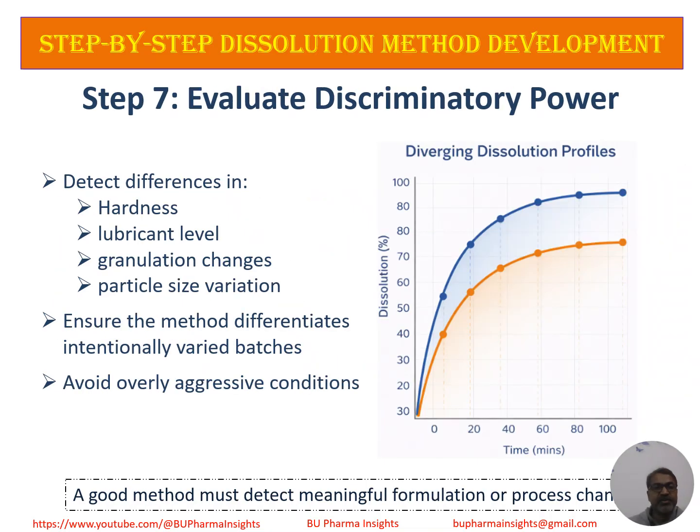Next is to evaluate the discrimination power of the method. Actually, discrimination power is a key regulatory expectation for dissolution methods. This means a dissolution method should be able to detect meaningful formulation or process changes. For example, by differentiating between high and low hardness tablets or coarse versus fine granules. If the method cannot detect these changes, it is not clinically or scientifically relevant. In short, a good dissolution method must reveal real differences, not hide them.